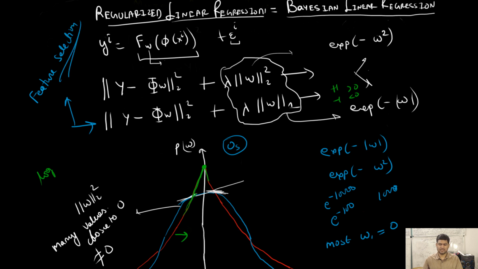Because if the weight corresponding to some feature is zero, it means that feature plays absolutely no role in the regression problem, right? And that's why we say that this tends to select features, and that's why sometimes we call it feature selection, right?